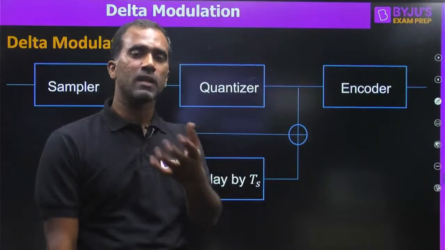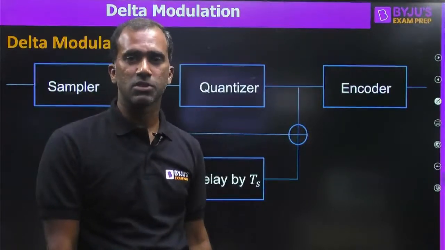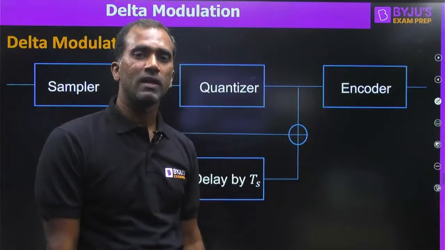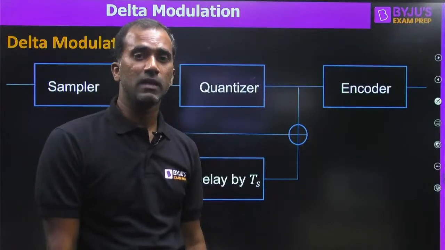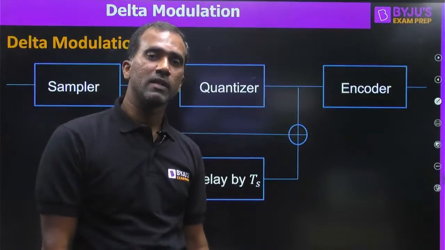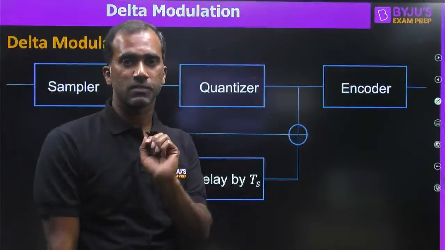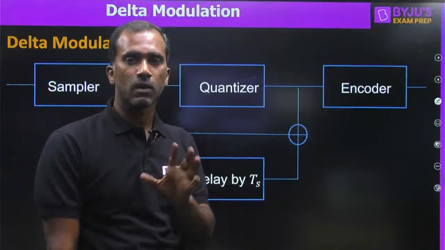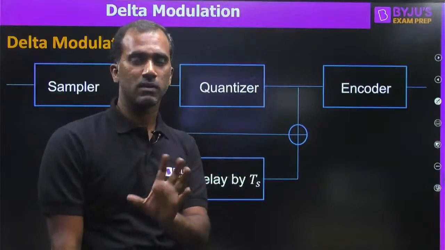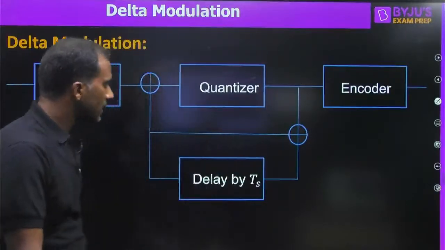For example, there are 8 bits used in a PCM system. Then we can call it as 8-bit quantizer. We are using 8-bit quantizer, or we can also call it as 256 level quantizer. In questions, you might see both the cases. They might say 8-bit quantizer or 256 level quantizer. Both are same information, right?